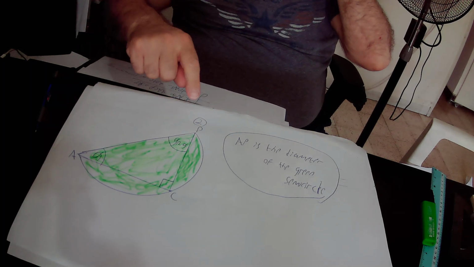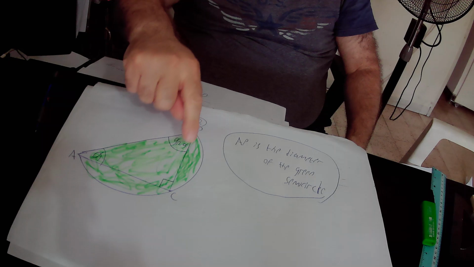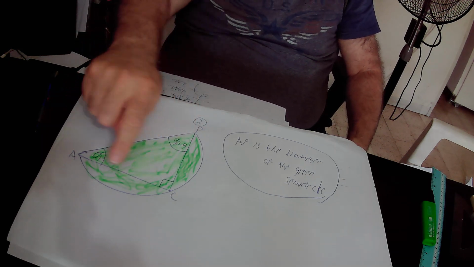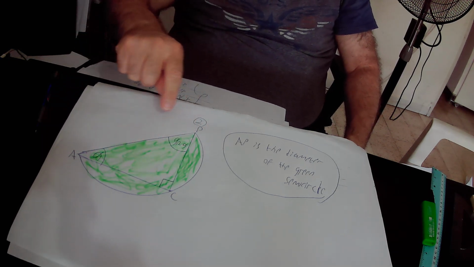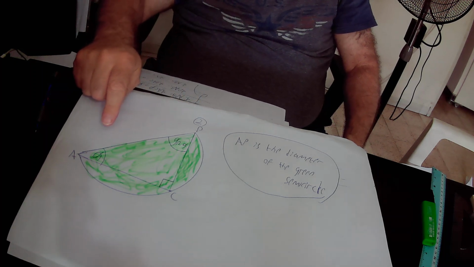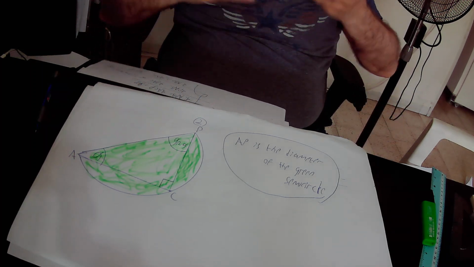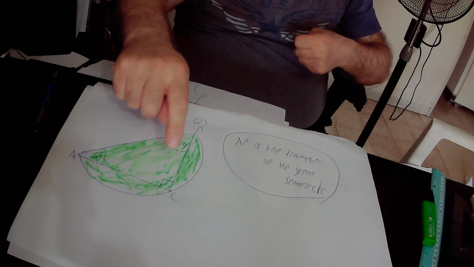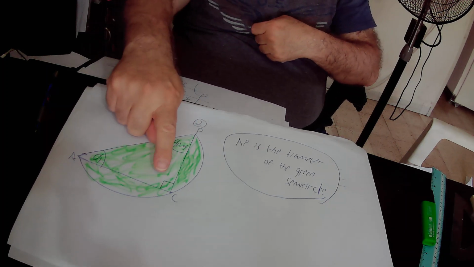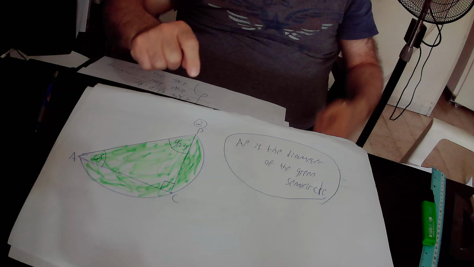By joining points P and C together by a straight line, we created peripheral angle PCA. This peripheral angle PCA is subtended on AP, that is the diameter of this green semicircle, and therefore, according to rule 7, peripheral angle PCA must be equal to 90 degrees in its size. Okay?